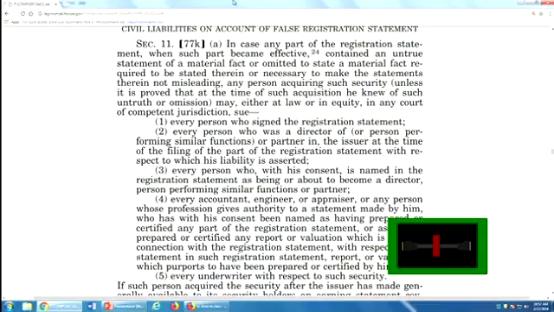That's the key point. Remember, if we were in a duty to update world, a duty to correct world, and we're talking about 10b-5 liability, then it would make total sense to look at a subsequent price. But here, we're not. Here we're talking solely about the registration statement itself.